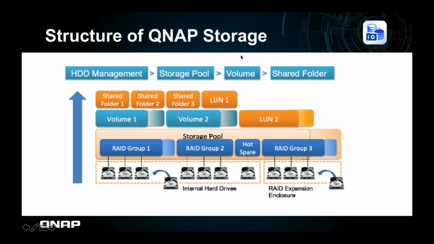So this is the basic structure of how our storage management is structured. At the bottom, we have our physical hard drives. Our hard drives would be grouped into various RAID groups, and various RAID groups can be combined together into one giant storage pool. And from your storage pool, you can make one or multiple volumes and LUNs on the storage pool. And from within volumes, there could be multiple shared folders. So this is the basic structure of how it's set up.